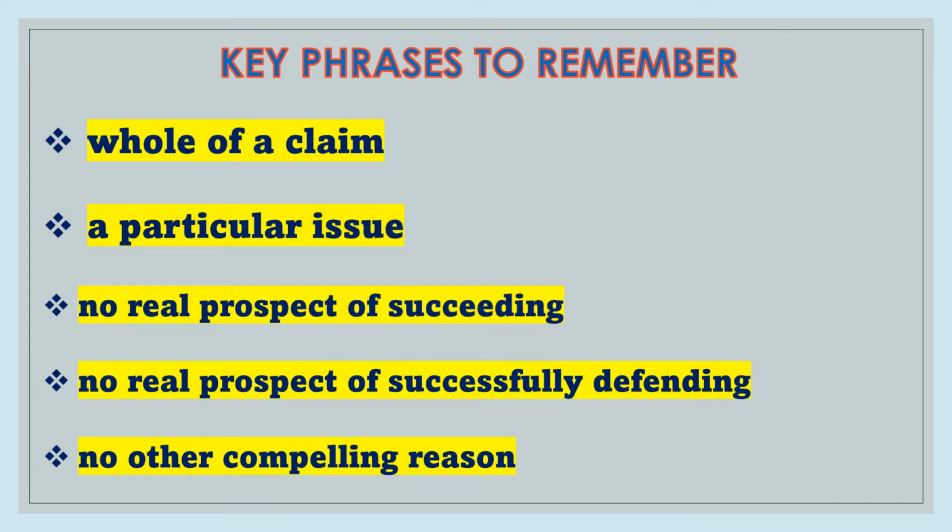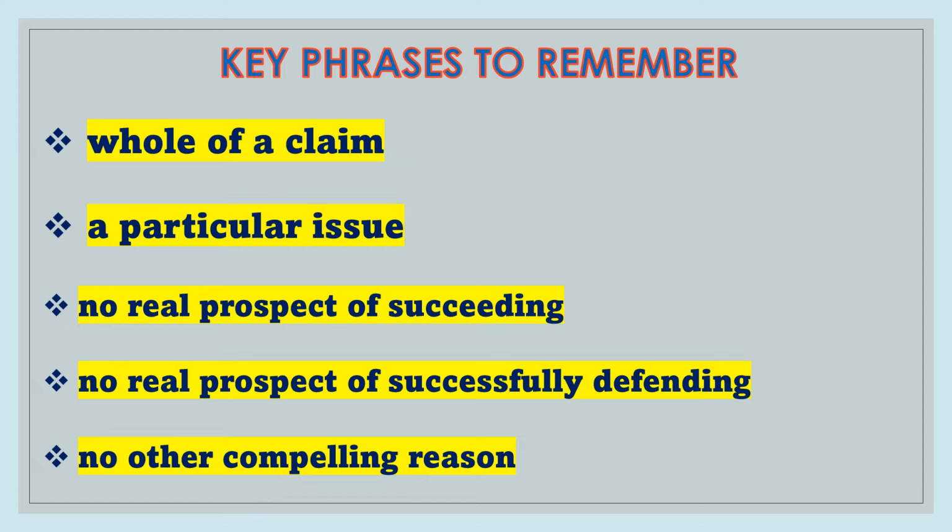It is very important that you learn this rule, because that's the only way you're going to understand summary judgment. You need to learn this particular rule. And when you learn the rule, I want you to pay attention to some key phrases. For instance, in the opening sentence, it mentions that the summary judgment could be given against the whole of a claim or on a particular issue.